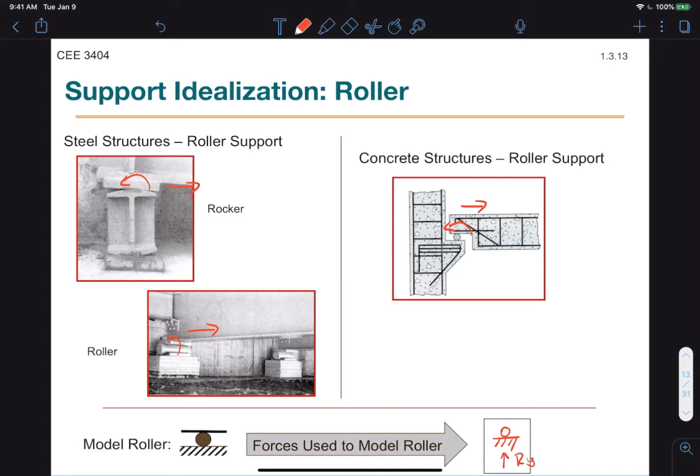Keep in mind that the ideal roller can also support in the opposite direction. So it is also possible to have to apply a downward force, even though technically these mechanisms would not do that.